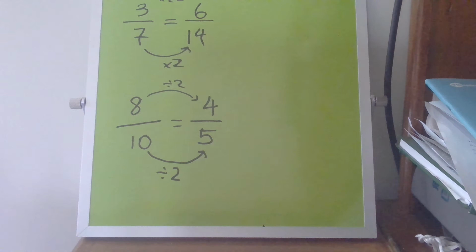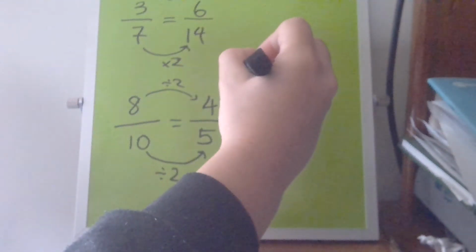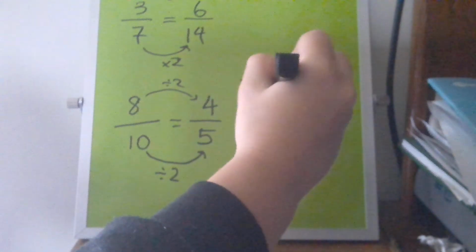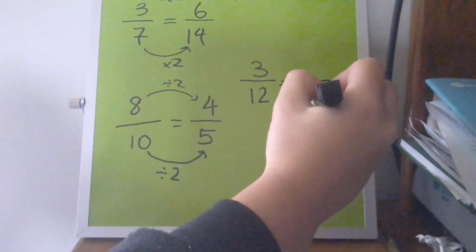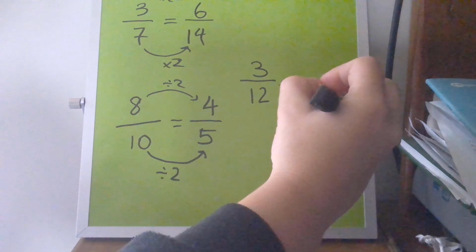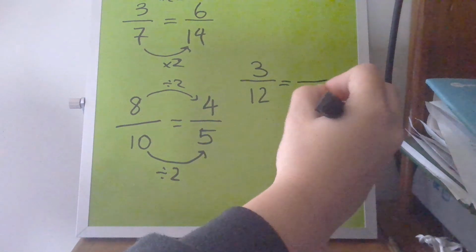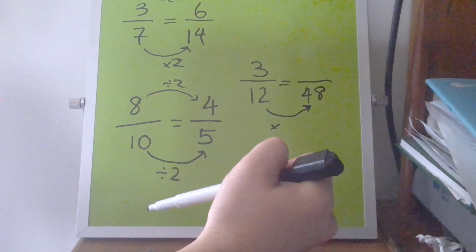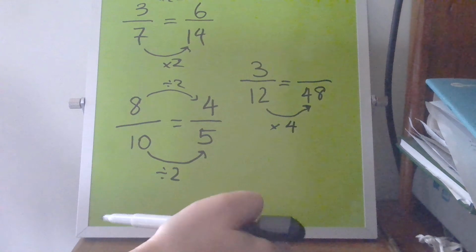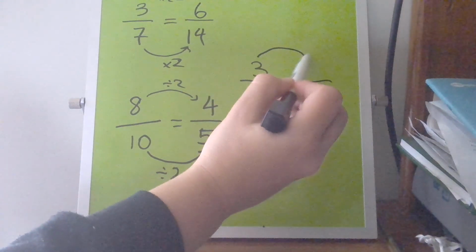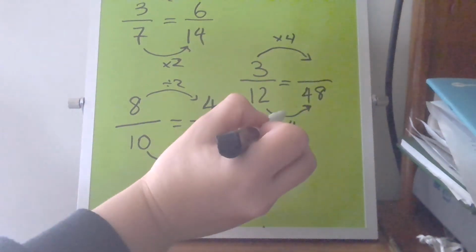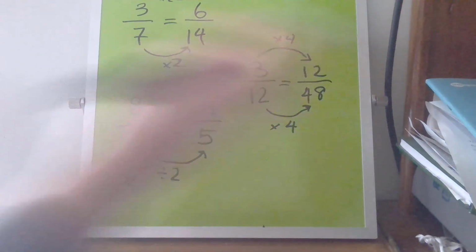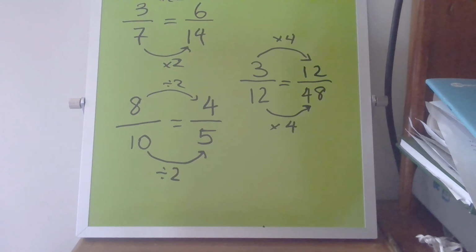We can do that with lots of different numbers. If I actually had 3/12ths, and I want to make that into 48ths. 12 times what makes 48? The answer to that is 4. 3 times by 4, doing the same thing on the denominator and the numerator. 3 4s are 12. So that's how we find equivalent fractions.